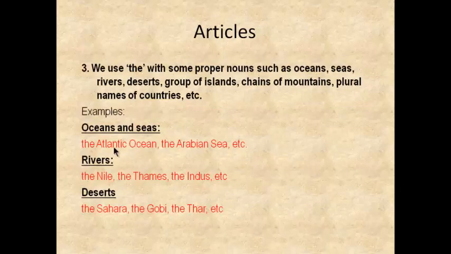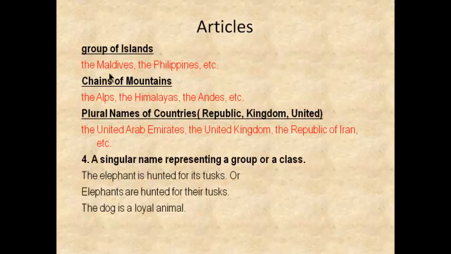We use the with some proper nouns such as oceans, seas, rivers, deserts, group of islands, chains of mountains, plural names of countries, etc. For example, oceans and seas, the Atlantic Ocean, the Pacific Ocean, the Indian Ocean, the Arabian Sea, etc. Rivers, the Nile, the Thames, the Indus. Deserts, the Sahara, the Gobi, the Thar. Group of islands, the Maldives, the Philippines.